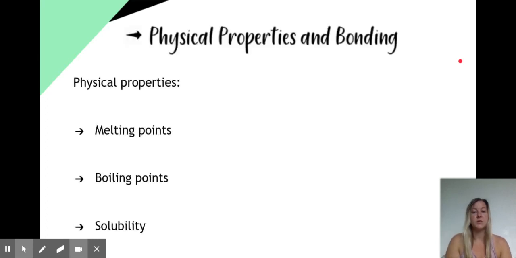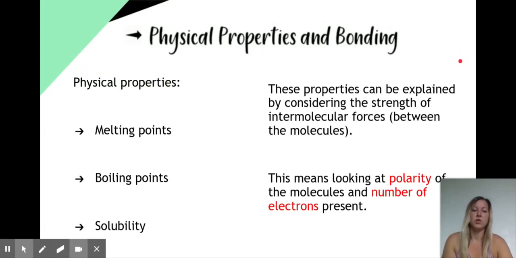What are the physical properties we're going to be talking about? There are 3: melting points, boiling points, and solubility. We are going to have a look at how these properties can be explained by considering 2 things. The strength of the intermolecular forces. So we are going to have to look at the polarity of the molecules and the number of electrons present. Those 2 things are going to be key in helping us find out, first of all, what type of intermolecular force is present between the molecules, and 2, what is the strength of that intermolecular force.